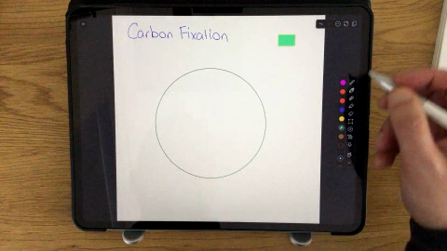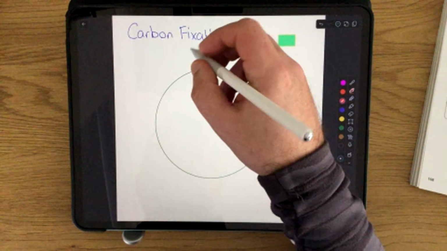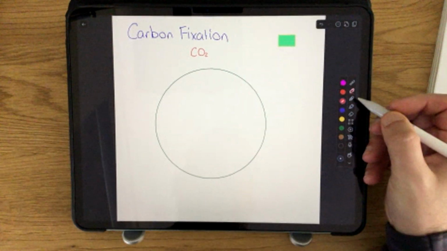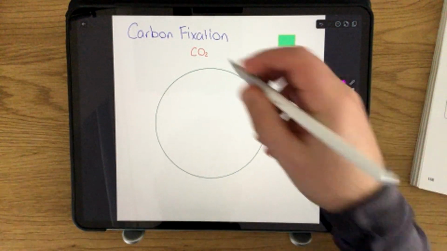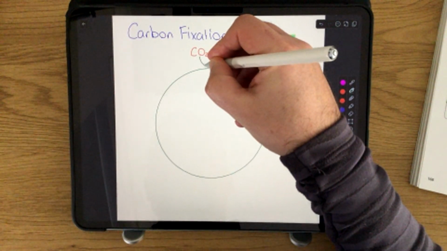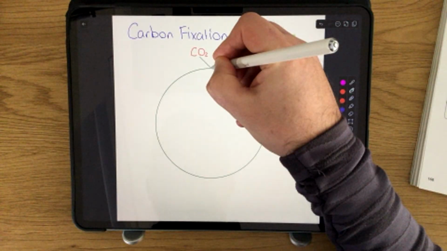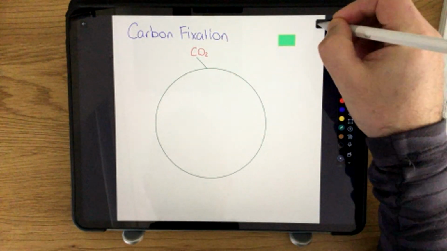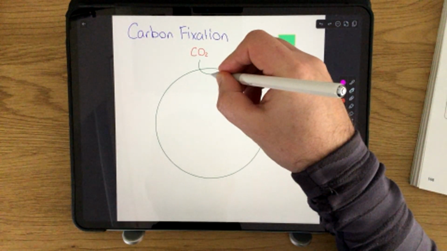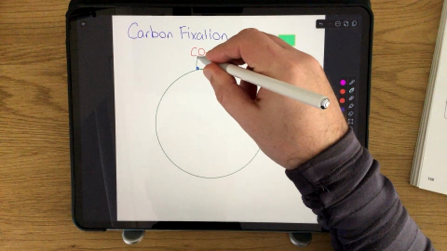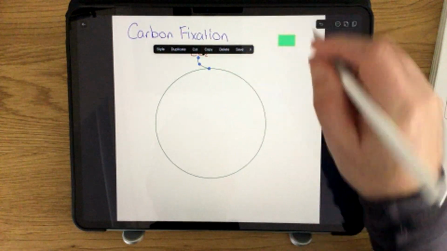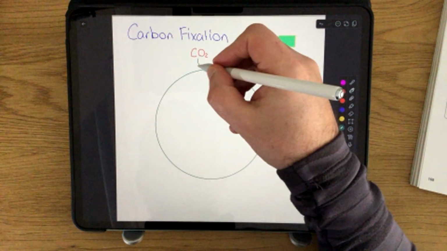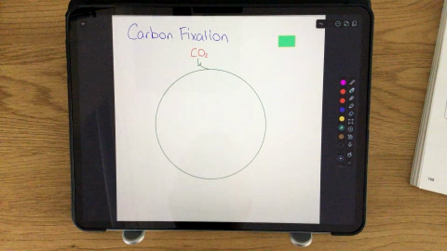So right at the top, I'll change the colour. We've got carbon dioxide, and it's going to feed into the cycle. Sorry, I'm trying to curve that in. It's not working. There we go, that's better. So we feed it into the cycle like so, and I'll just put an arrow to show it's going in.